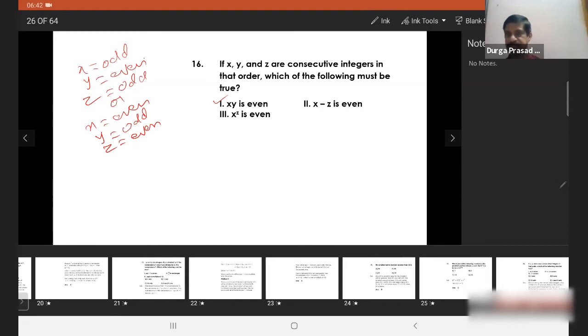Now x minus z is even. So look at this. x minus y means odd minus even is odd. Even minus odd is also odd. So therefore, x minus z is even is wrong. x square is even. Now you see, if it is this, x square is even. But here, x square is odd. Therefore, third cannot be right. So 2 and 3 cannot be right. 1 only is right. Please note it fast, quick.